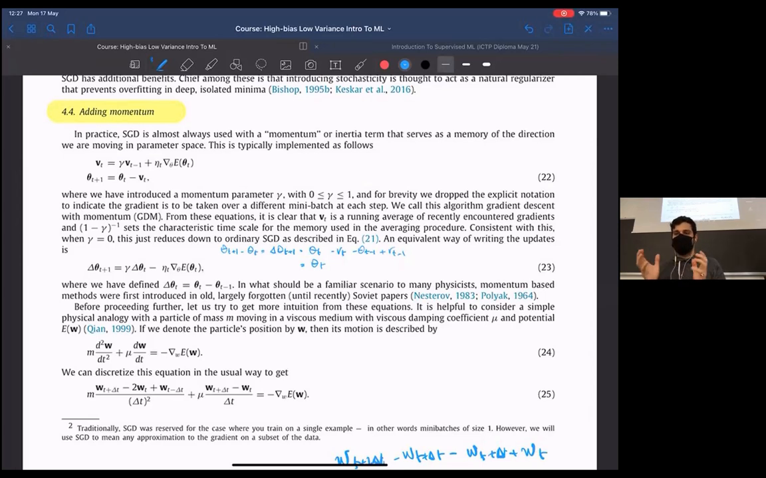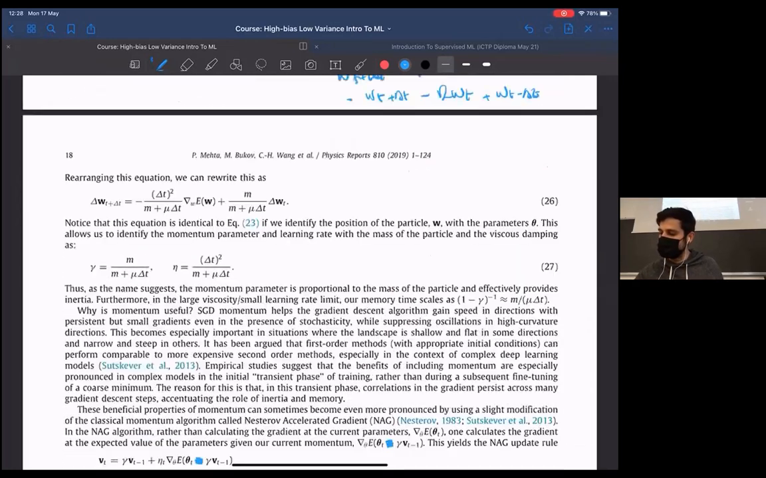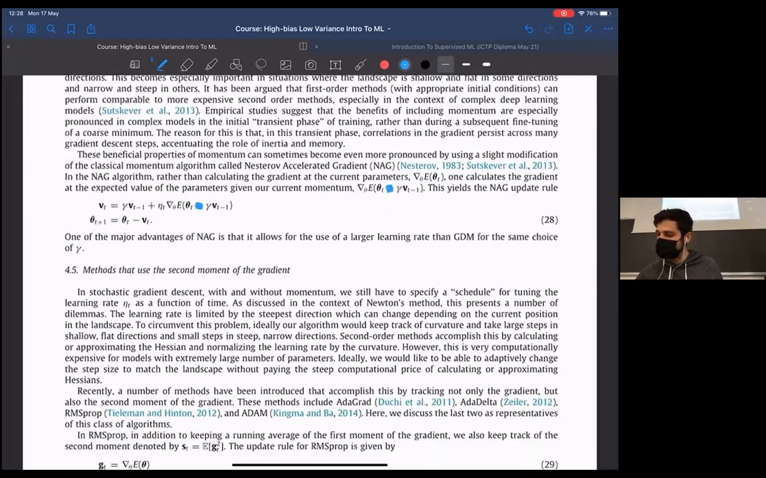But practically, in reality, in 99% of the cases, people use stochastic gradient with momentum, especially in deep learning and all that. This is what works the best. Other questions?